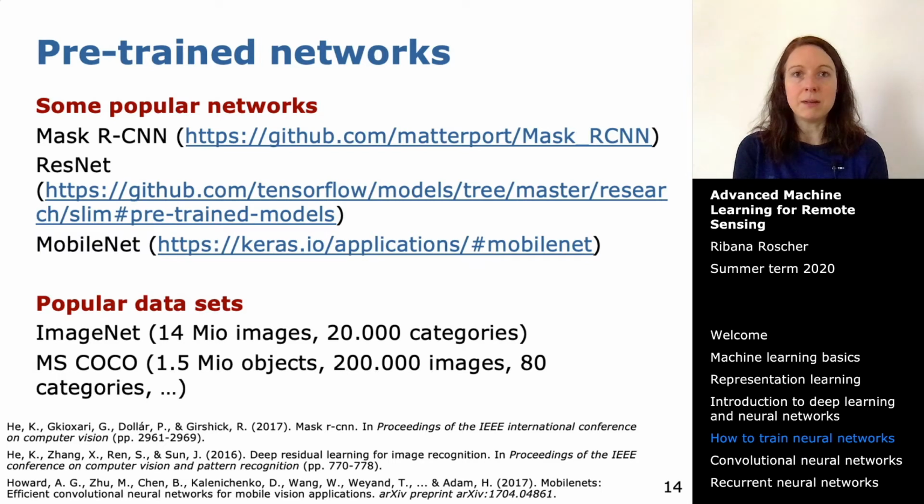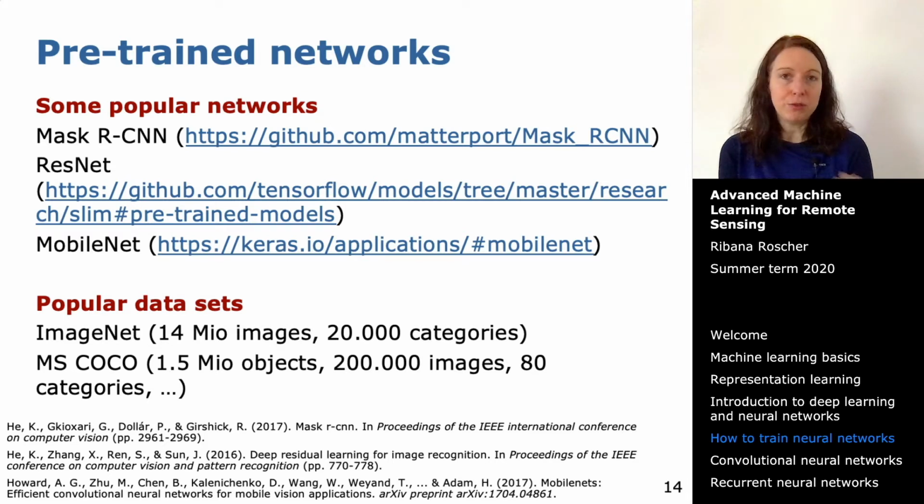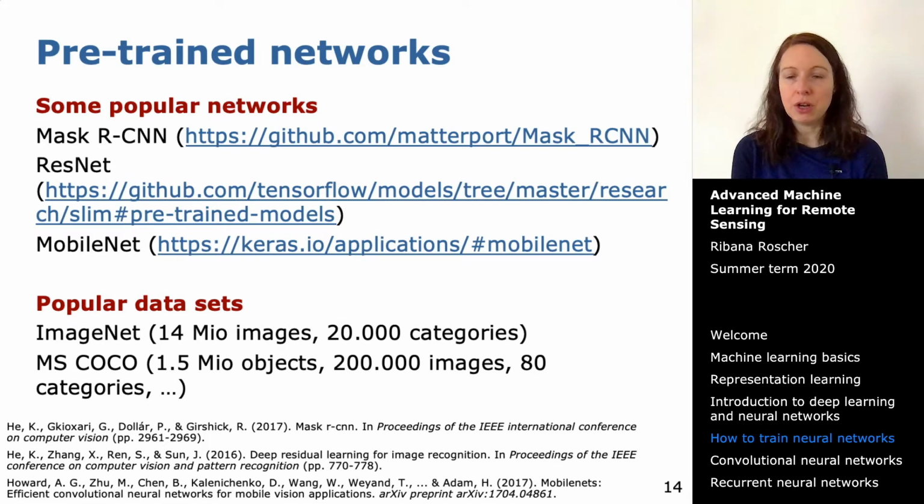Because sometimes, for some applications like robotics, you cannot use huge networks. There you need to be very efficient and have small architectures. And also there's always a combination: the combination of the network and the data set it was trained on.